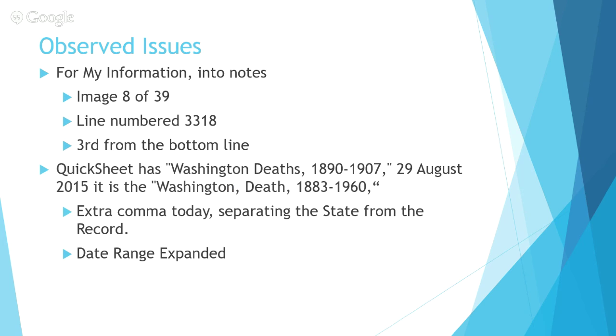The other thing that happened here is the date range. The date range when the QuickSheet was established was 1890 to 1907. When I looked at it today, it was 1883 to 1960. What that tells me is that in the past 6 years, they've expanded that collection a fair amount. I recorded what was there today. Now, if I went back 5 years from now, they may have changed it again, but that's what it was when I pulled the data in.